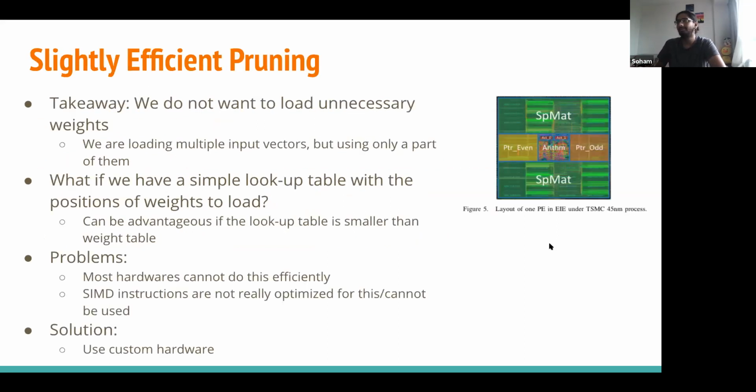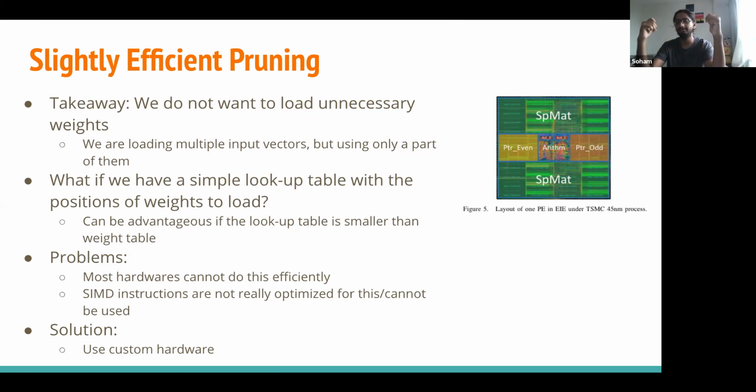It can do something. But remember, the main takeaway here is we don't want to load unnecessary weights. That's the whole point of pruning. We don't want to load and we don't want to save unnecessary weights. Currently, if we set weights to 0, what we're doing is loading multiple weight vectors, but these are very sparse vectors. They have a lot of zeros in them. So even though we're loading so many weight vectors, we're only using a part of them. So what if we have a simple lookup table that just tells me the positions where I should read the weights from?